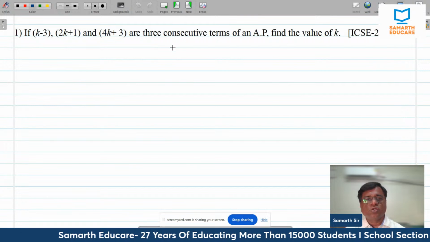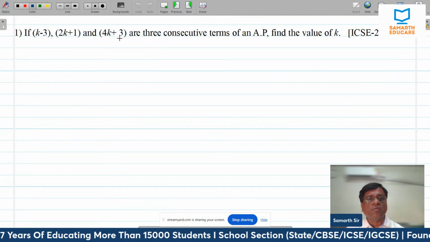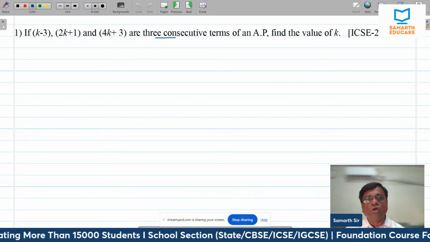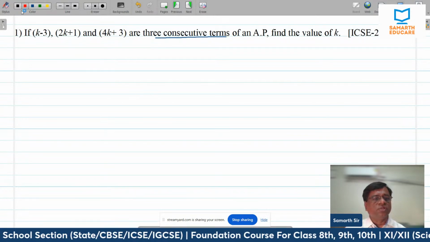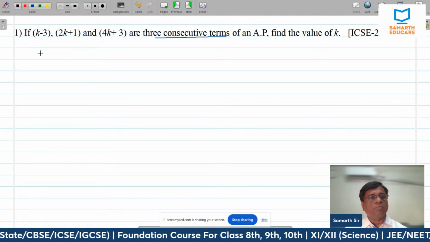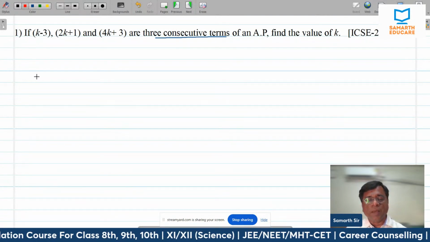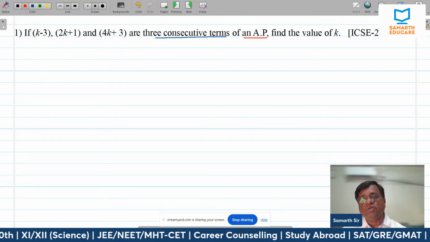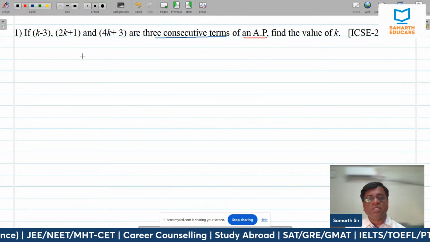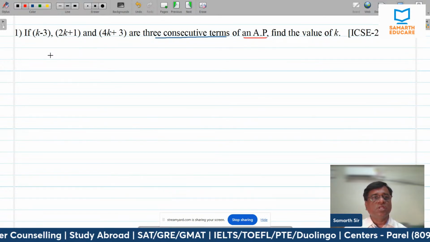Let us come to the first question. The question here is: if k minus 3, 2k plus 1, 4k plus 3 are three consecutive terms of an AP, find the value of k. If this is the question in your exam, let me make you understand this is an absolutely basic question where we use the definition of AP. AP's definition says that the difference between a term and the previous term always remains a constant.